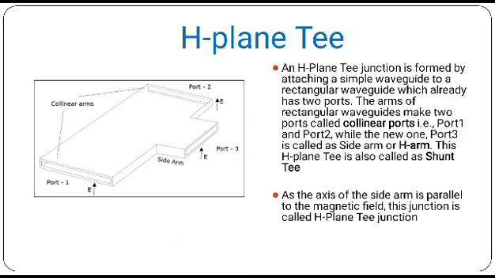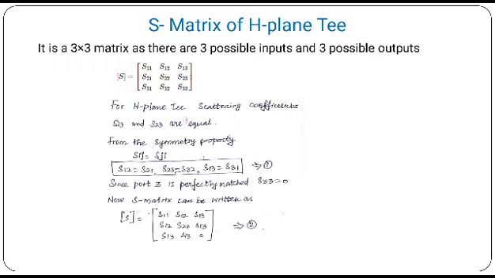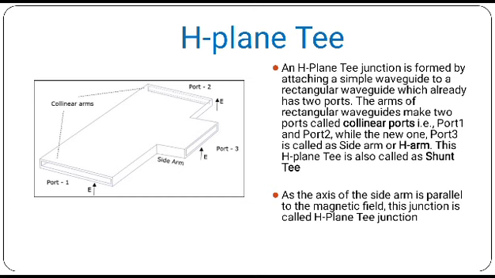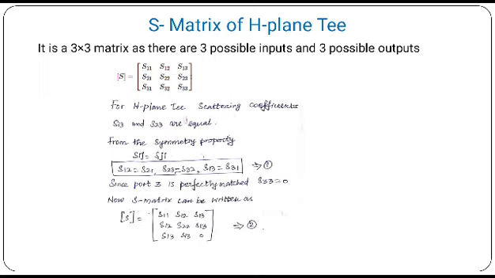Similarly for the H-plane T. The H-plane T is formed by attaching a single waveguide to a rectangular waveguide which already has two ports. The arms of the rectangular waveguide which make two ports are called collinear ports. Port 1 and 2 is the new arm. Port 3 is called the side arm or H arm. This H-plane T is called shunt T. Hence the axis will be parallel to the magnetic field. The junction is called H-plane T.